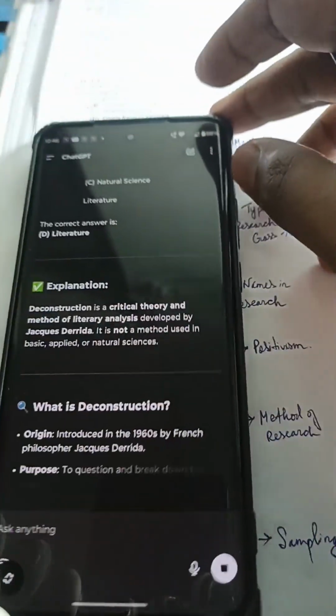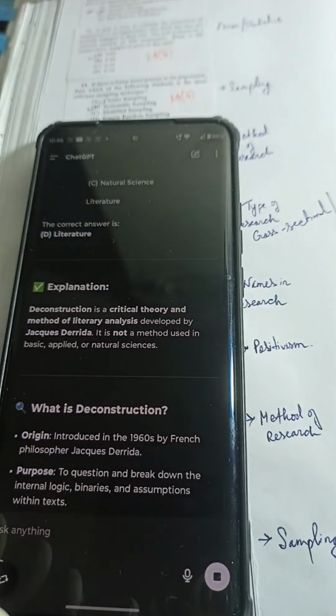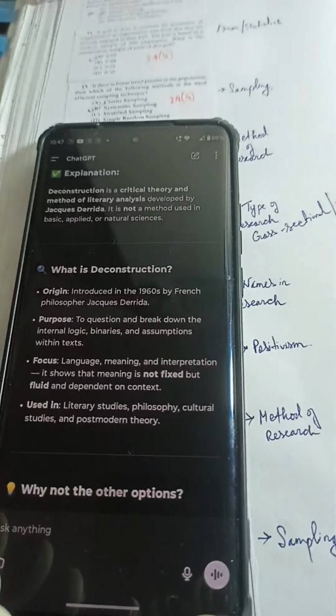Here we go. Deconstruction is a critical theory and method of literary analysis developed by Jacques Derrida. It is not a method used in basic, applied or natural sciences. What is deconstruction? The original answer is literature. Okay, fine. But what is deconstruction?